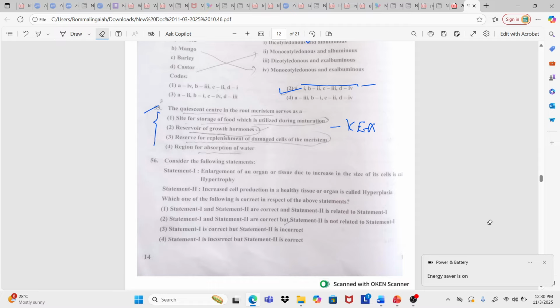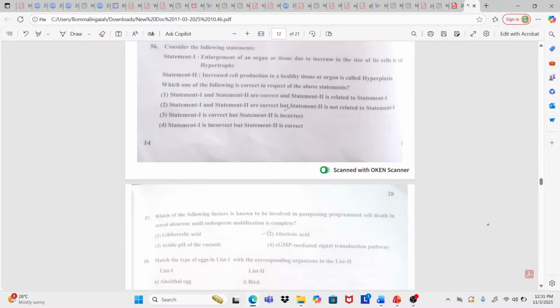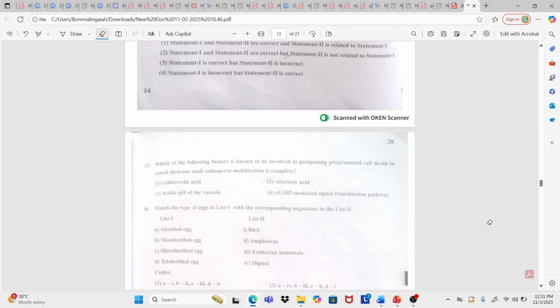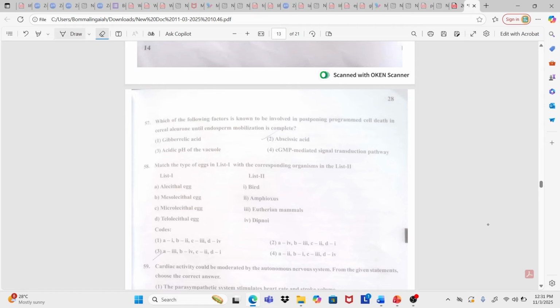Consider the following statements. The correct option for this question is, this is also, I think, a doubt. I have a doubt for the question. Let's wait for the KA official key answer. Okay, next we move on to another question, the 57th question.